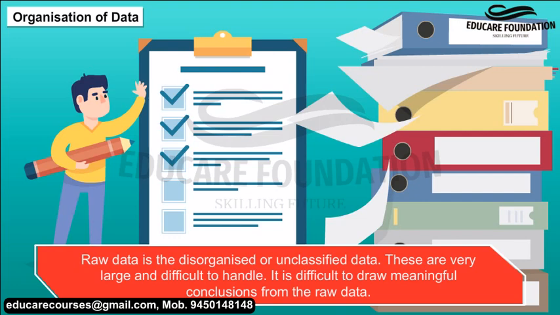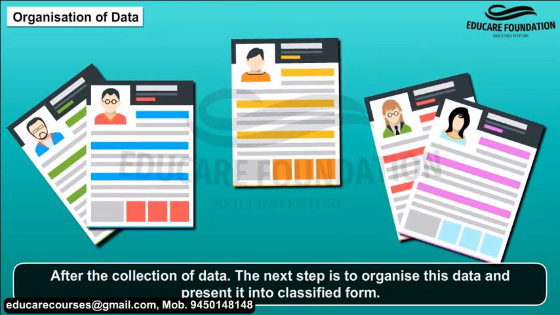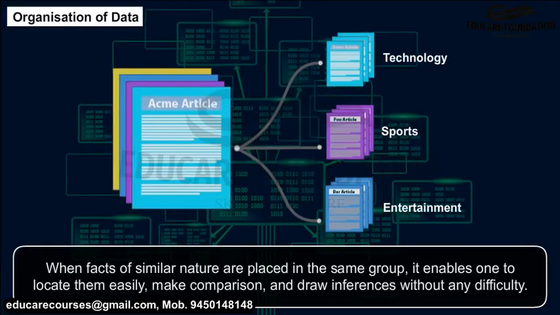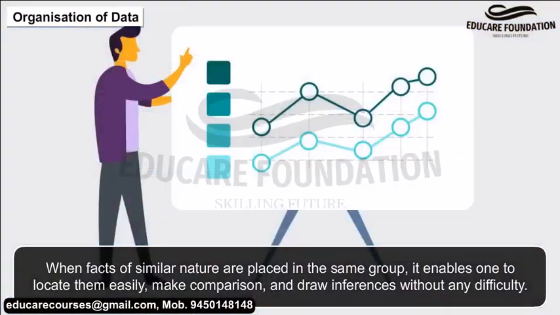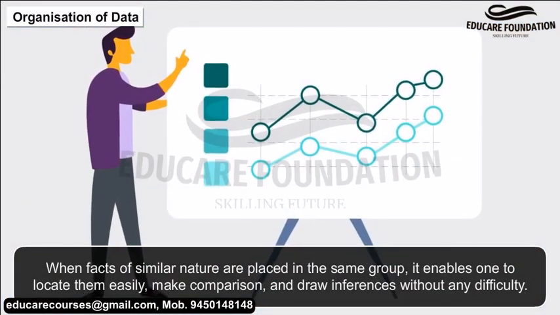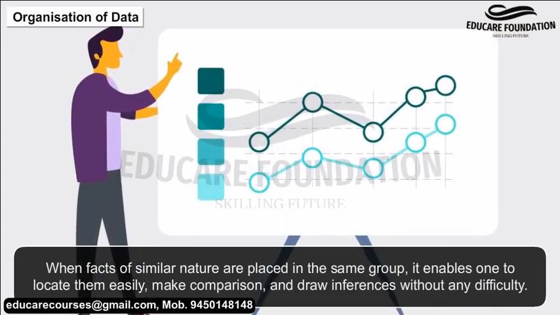These are very large and difficult to handle. It is difficult to draw meaningful conclusions from the raw data. After the collection of data, the next step is to organize this data and present it in classified form. When facts of similar nature are placed in the same group, it enables one to locate them easily, make comparisons, and draw inferences without any difficulty.